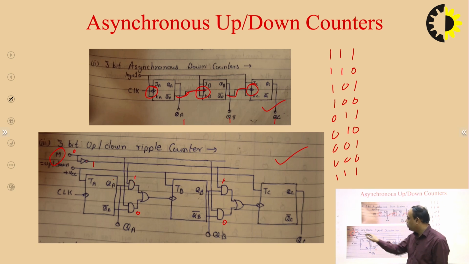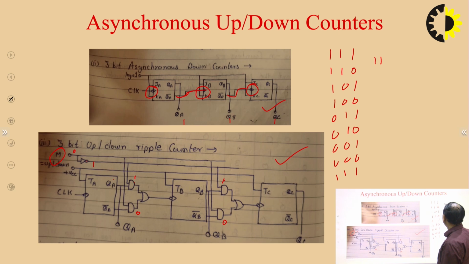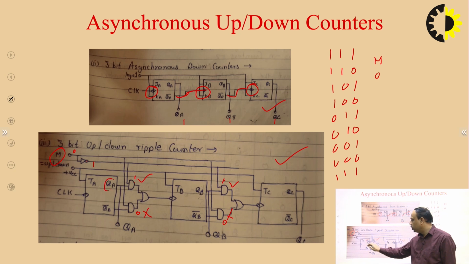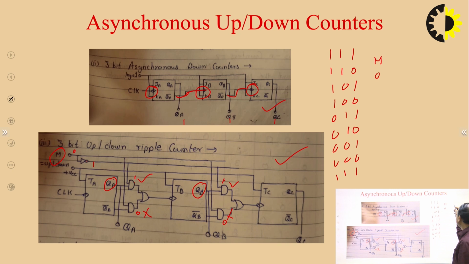So for up counting, when M is equal to 0, this gate works, and these gates do not work. So the clock is provided by the QA terminal, QB terminal to the next flip-flop, and the count is increasing, that is up counting, in this way.